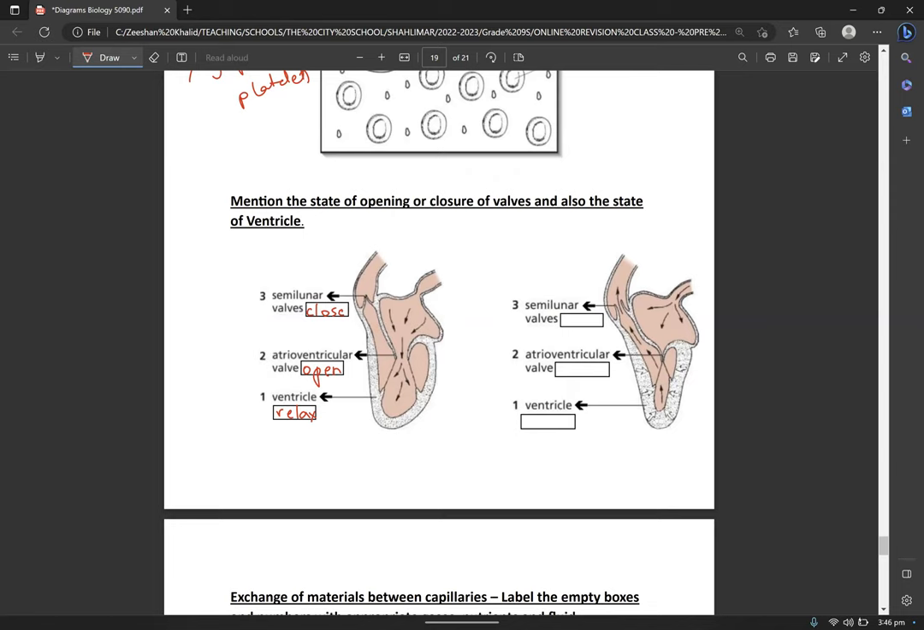ठीक है जी. यहाँ पे वेंट्रिकल कॉन्ट्रैक्ट करना शुरू करी क्योंकि ब्लड हम देख रहे हैं वो इधर जाना शुरू कर रहा है. सो दिस इज कॉन्ट्रैक्शन. एट्रियोवेंट्रिकुलर वाल्व्स क्लोज्ड हैं क्योंकि वी डोंट वांट द ब्लड टू फ्लो बैक इनटू द एट्रियम. सेमिलूनर वाल्व्स आर ओपन. व्हाई? बिकॉज़ द फ्लो ऑफ द ब्लड ओपन्स देम.